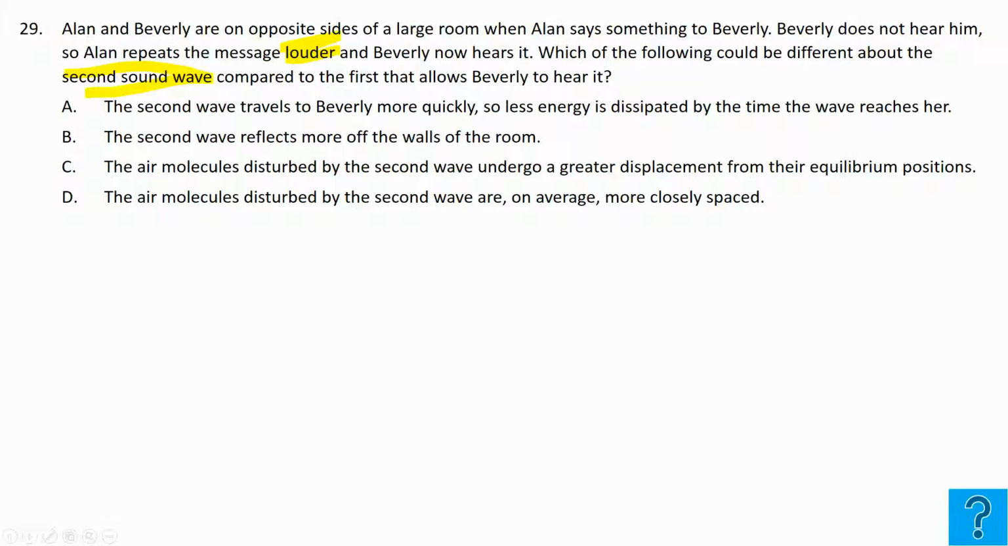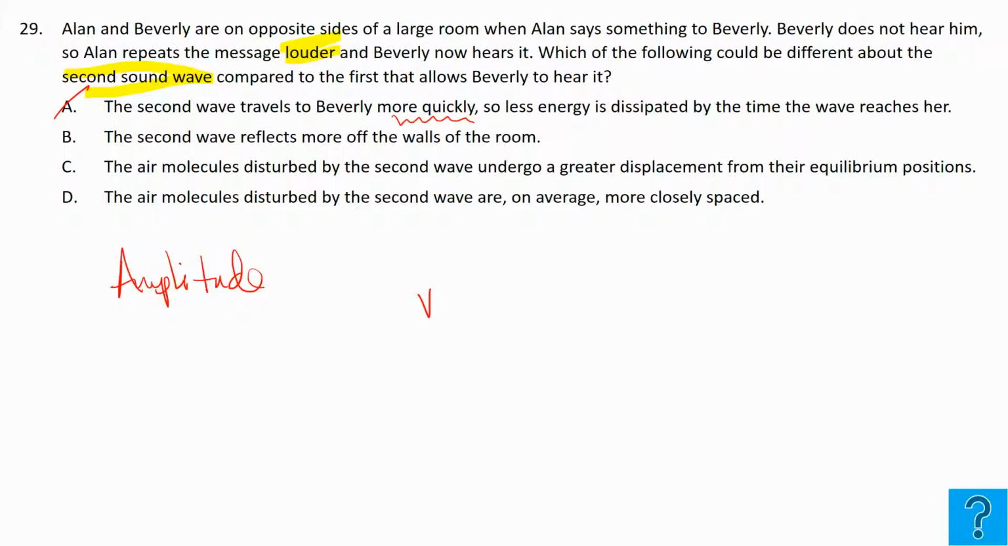Well, for this you need to know a couple of things. Number one being that the thing that affects the loudness of the sound is going to be the amplitude. So you're going to be looking for the answer choice that is related to amplitude. So the first choice says the second wave travels to Beverly more quickly. That's not true because the speed of sound in any medium is going to be constant. So we know it's not A.